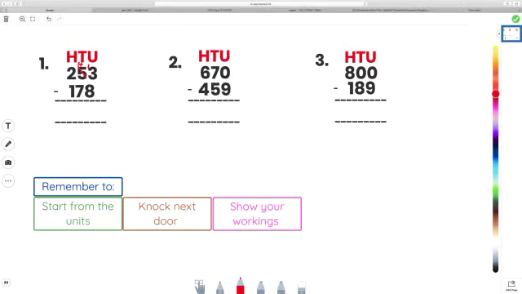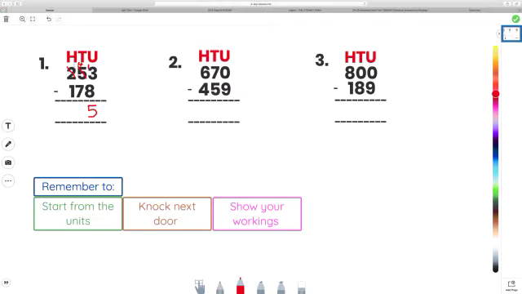Let's work that out now. 13 take away 8, I can tell the difference between them. 13 minus 8 is 5. Can I do 4 take away 7? No, I can't. So again, I need to look to the hundreds column and say, Mr. 200, can I borrow 100? He says, yep, sure. So I've knocked next door.